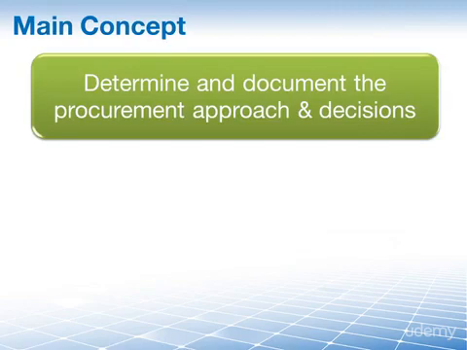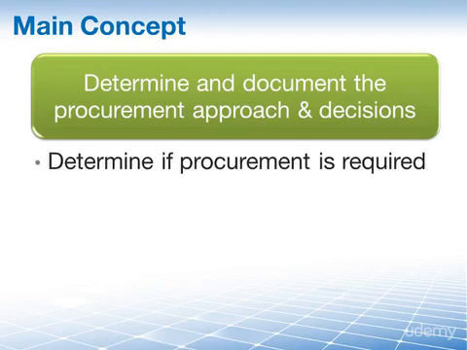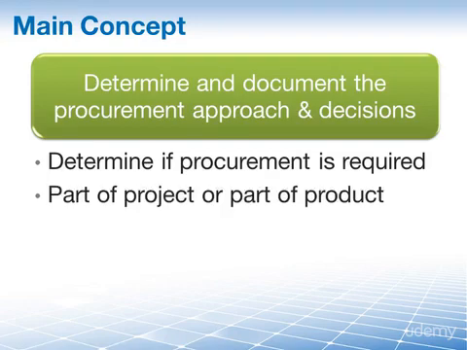The main concept that you have to understand in the plan procurement management process is that this is the process where you determine and document the procurement approach and decisions. You first have to determine if a procurement is even required. You have to understand and identify the needs of the project. You figure out which products, equipment, or services can be potential procurement items. Note that buying may be needed either as part of the project that you are running or as part of the product that you have to deliver.